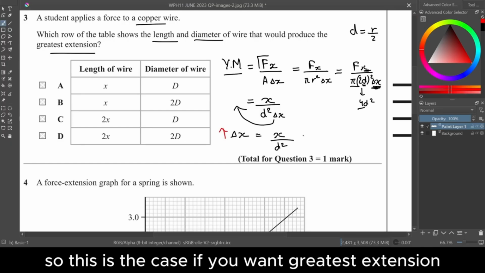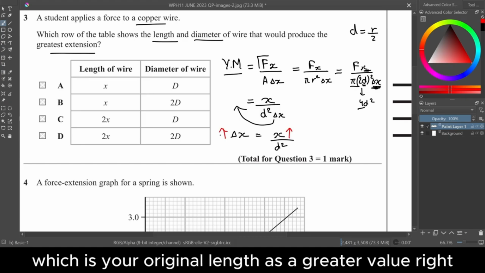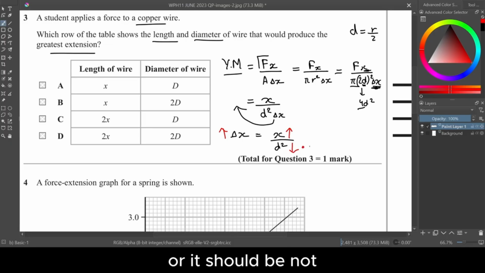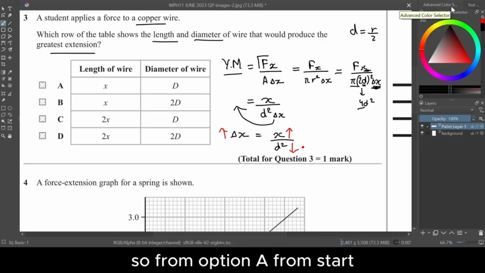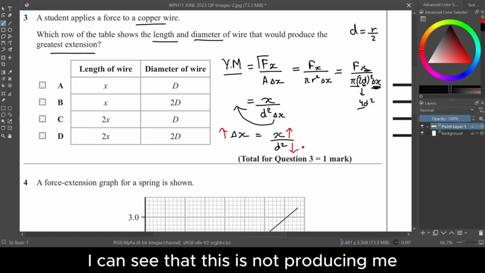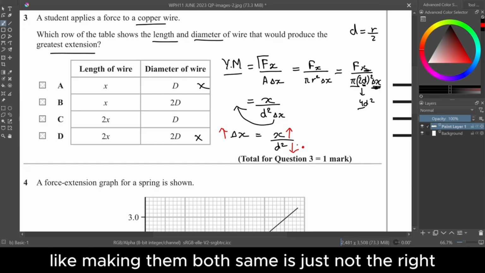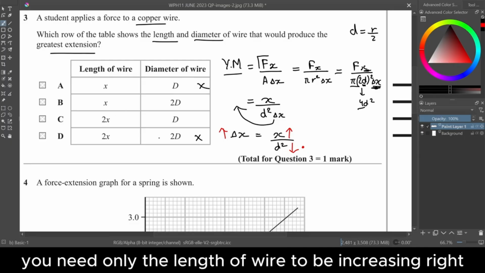If you want greatest extension, you need to have your numerator as a greater value, which is your original length of the wire as a greater value, right? And your diameter should be less, or it should not be changing at all. These are the two conditions while your original length is greater. Okay, so from option A, from the start, I can see that this is not producing a greatest extension because these two values are the same, so there's no change at all, right? So you don't need A. And same thing goes for D, making them both the same is just not right, common sense, right? You need only the length of wire to be increasing, right?